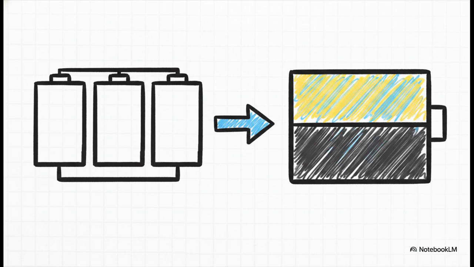So step 1, the battery bank. Let's say we're buying 3 12-volt, 155 amp-hour batteries and wiring them in parallel. 155 times 3 gives us 465 total amp-hours. Multiply that by 12 volts, and our total storage capacity is 5,580 watt-hours. Sounds great, right? But wait, there is a massive catch.